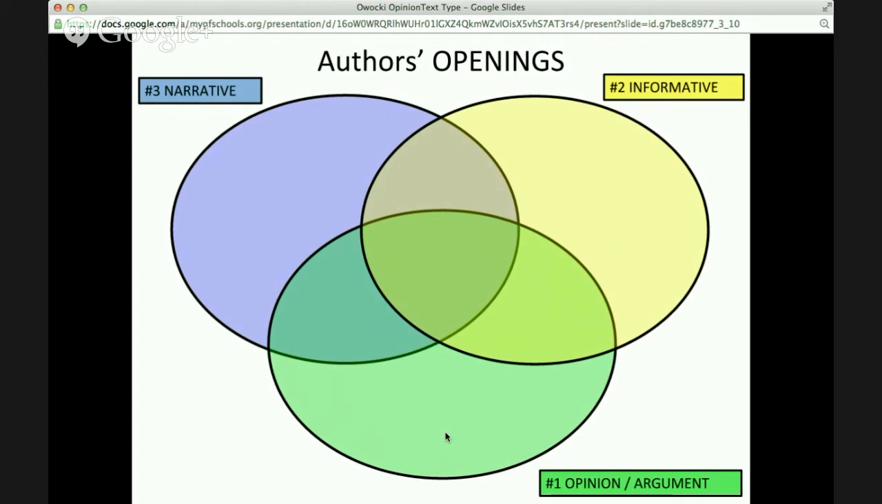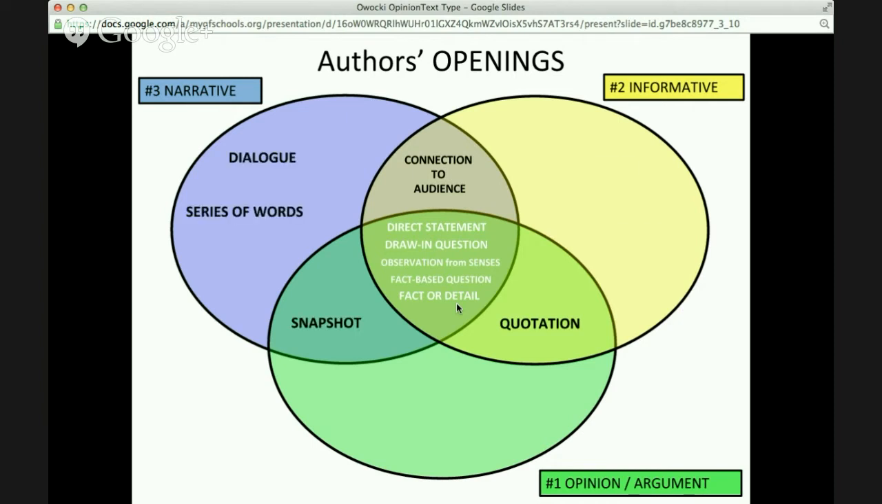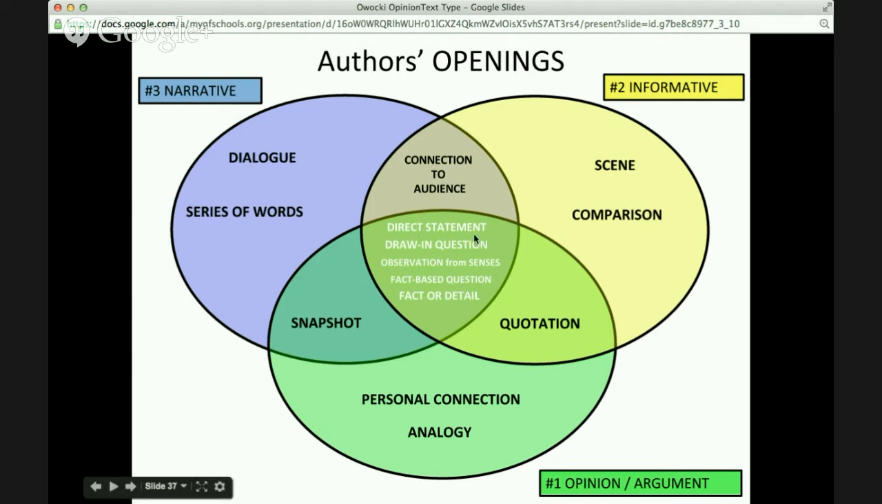Now we look between narrative, informational, and opinion, and we still see that each of those text types uses direct statements at the beginning, uses the draw-in question, uses observation from senses, uses fact-based questions to start, or factor detail. So this is a valuable chart because it shows you the connection of openings between the three text types. And so when I'm looking at a list in narrative and thinking, my gosh, there's about 12 of them here, where do I even start? I'd be thinking that, these intros that are in the middle, they're going to give us the biggest bang for the buck because they're used with all three text types.